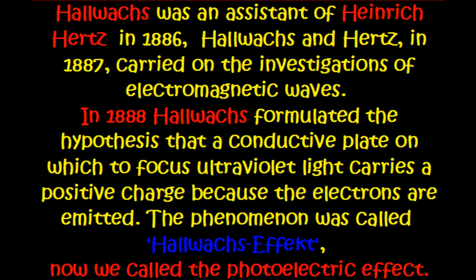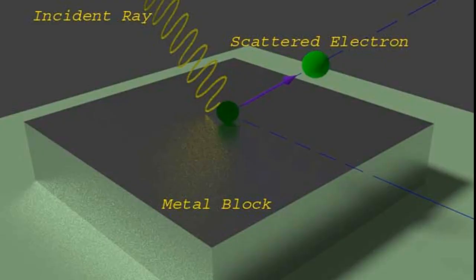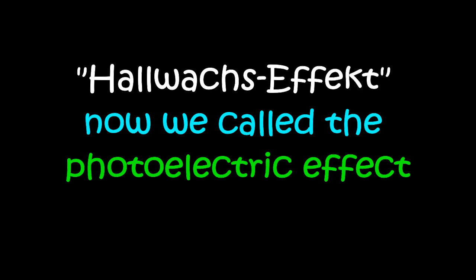And in 1888, Hallwachs formulated the hypothesis that a conductive plate on which we focus ultraviolet carries a positive charge because electrons are emitted. The phenomenon was called the Hallwachs effect. Now we call it the photoelectric effect. But Hallwachs couldn't explain what's going on.